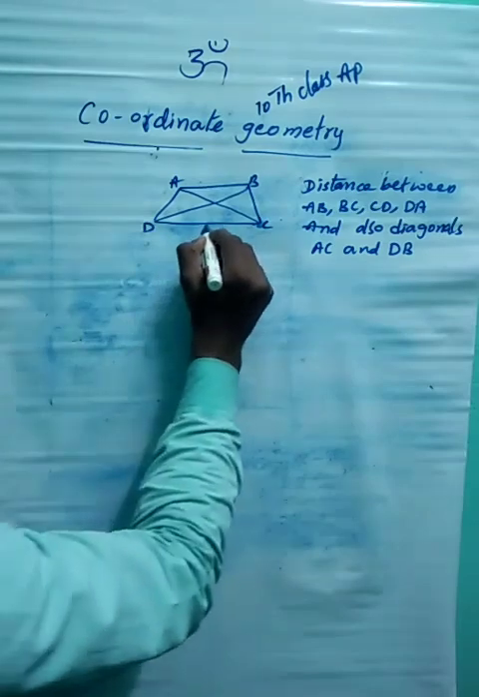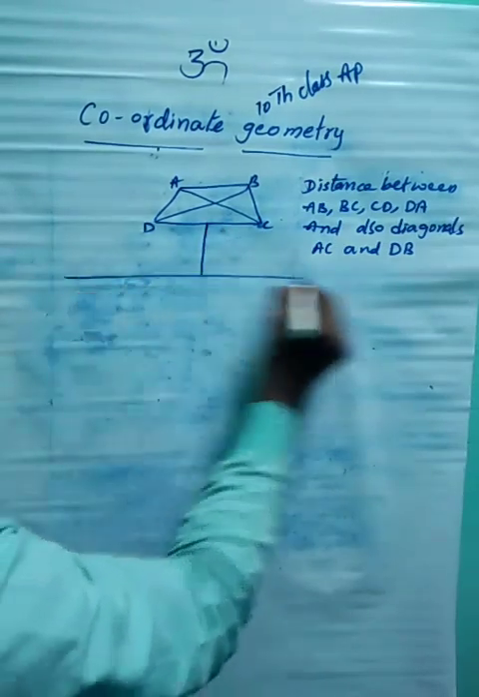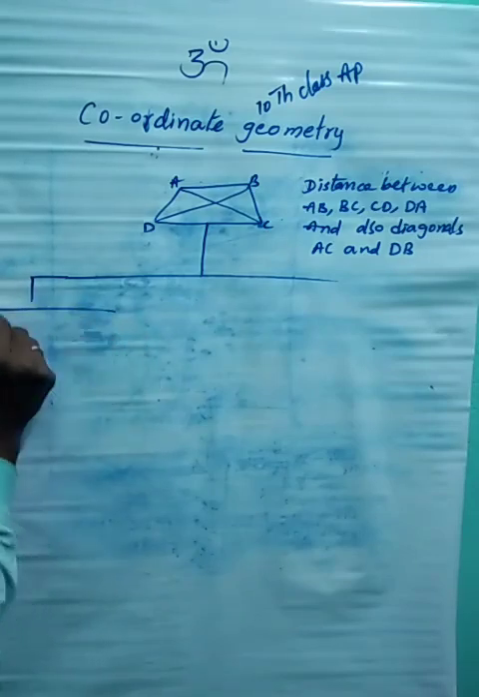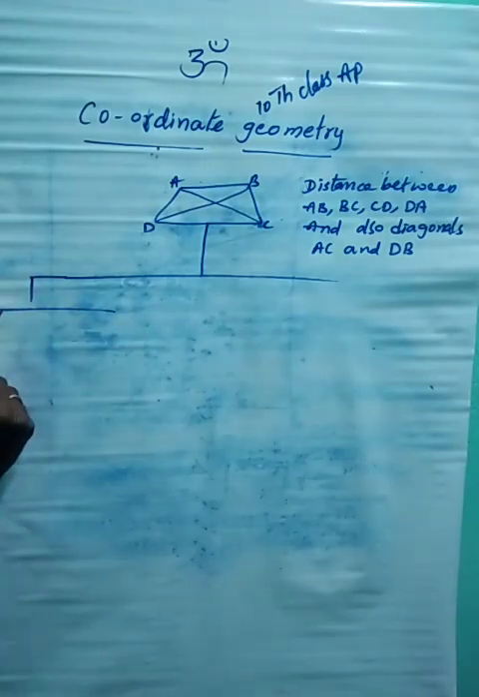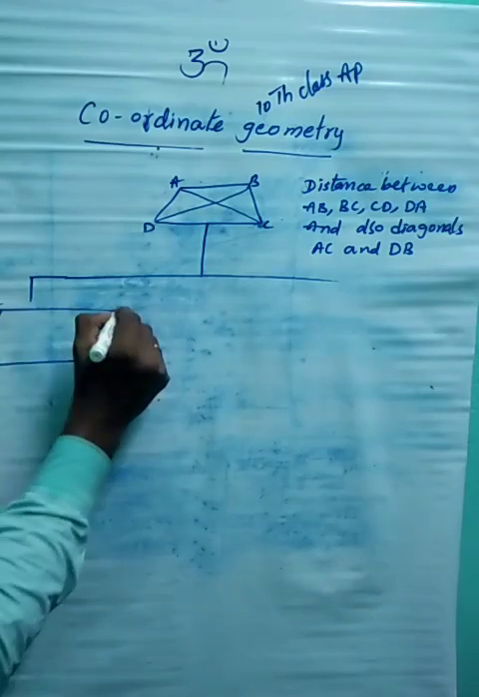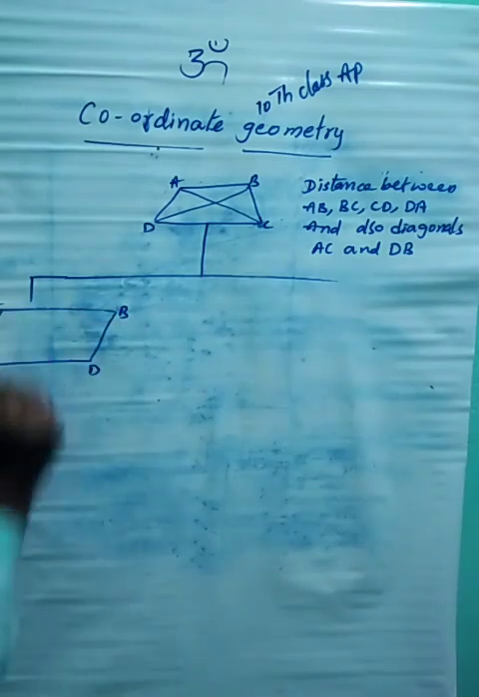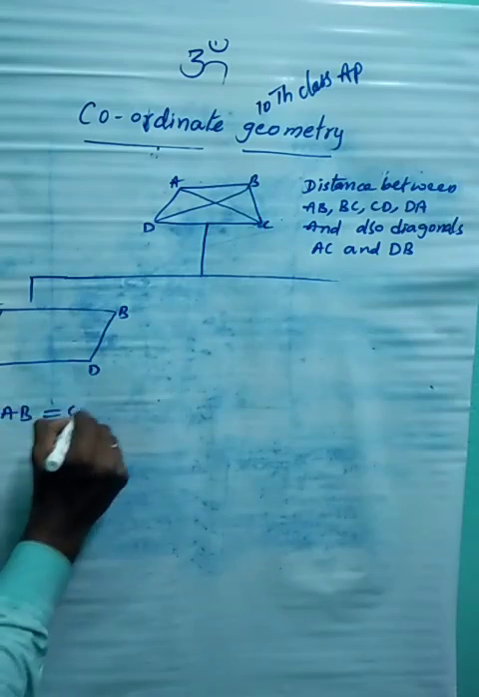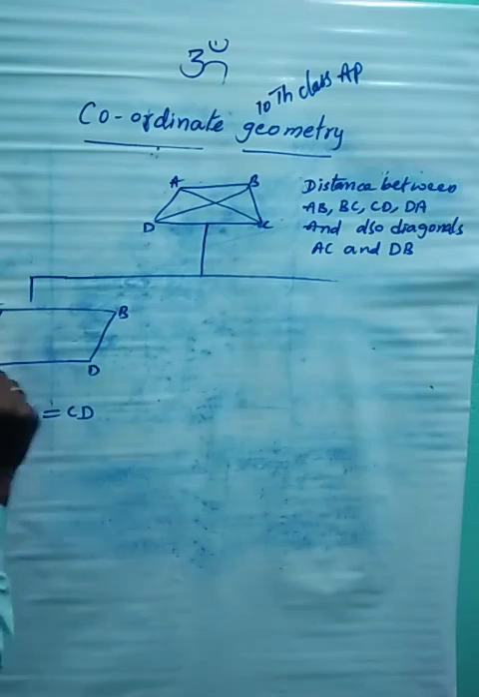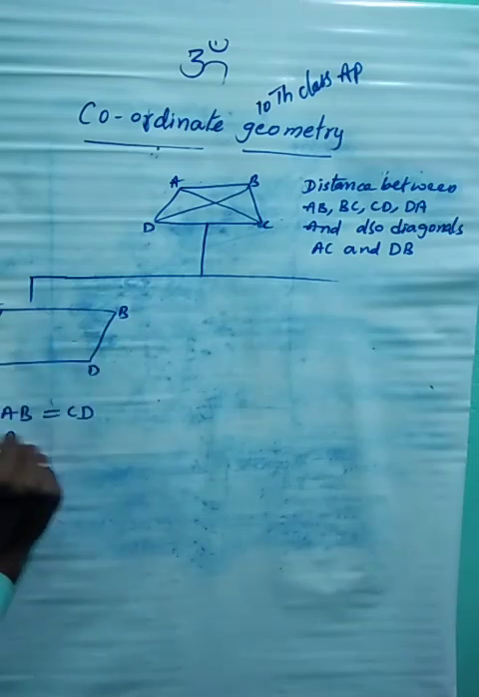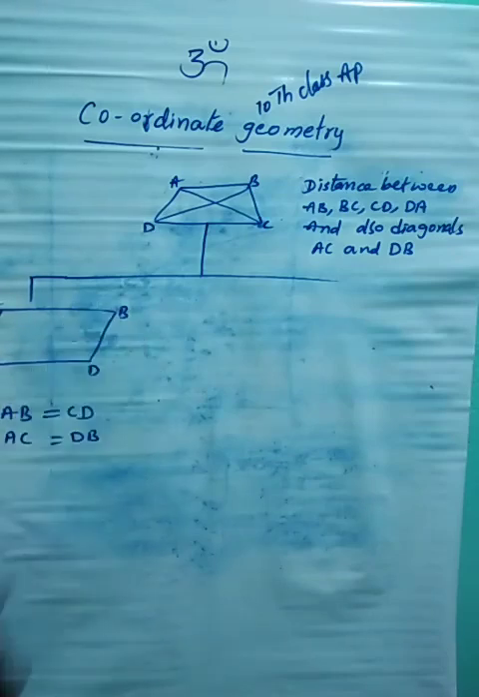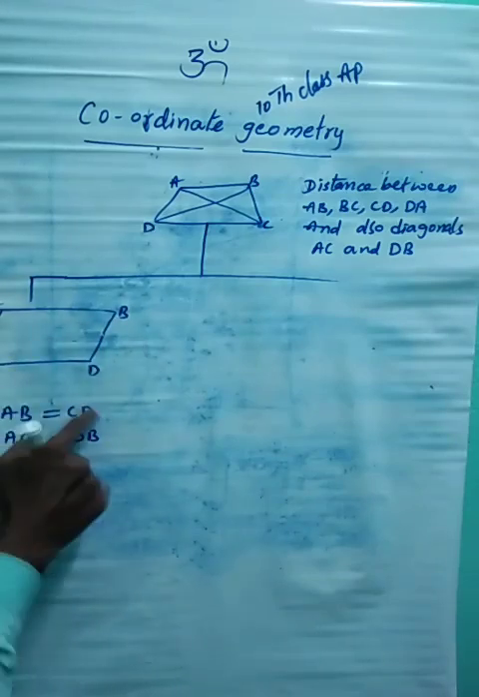There are four sides in the quadrilateral. Suppose we take the first figure and name the vertices A, B, C, D. Here AB is equal to CD because these two are parallel, and also AC is equal to DB. These are equal because the opposite sides are equal.